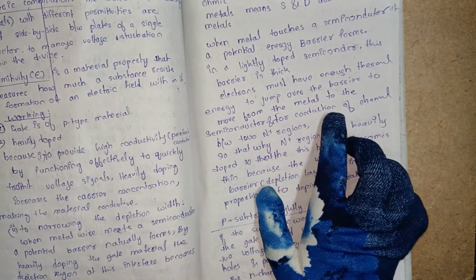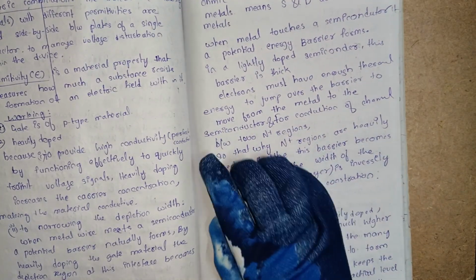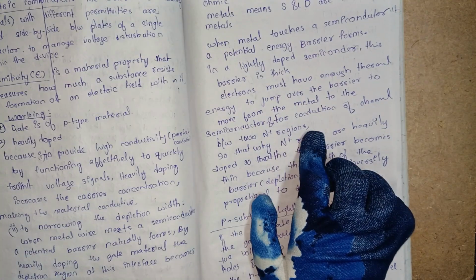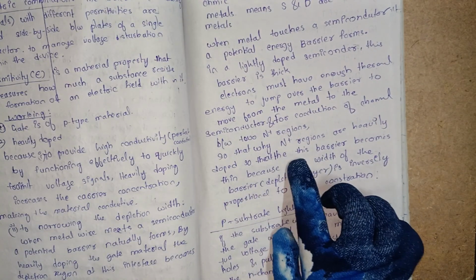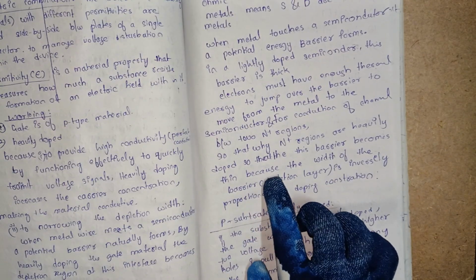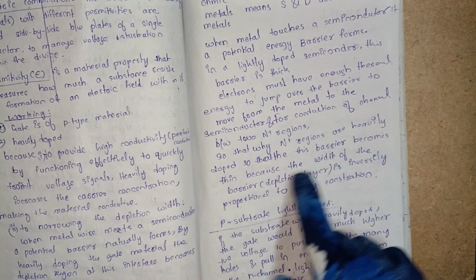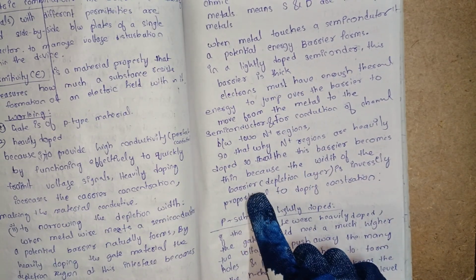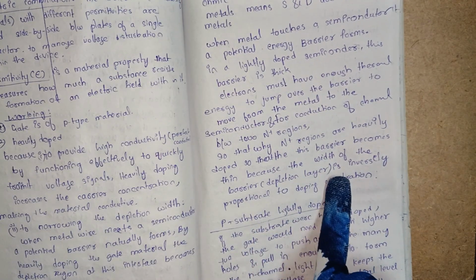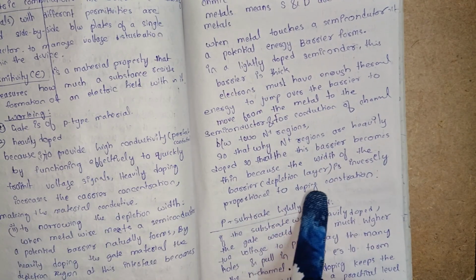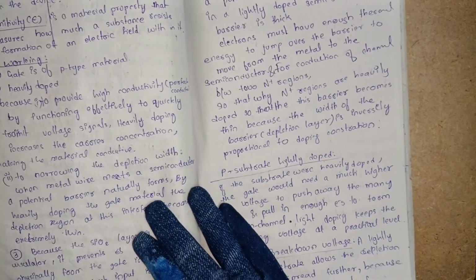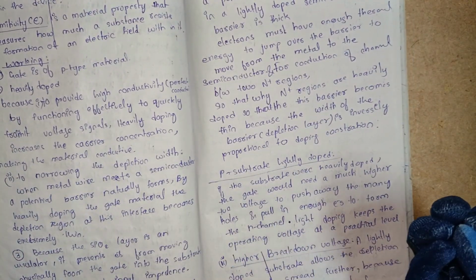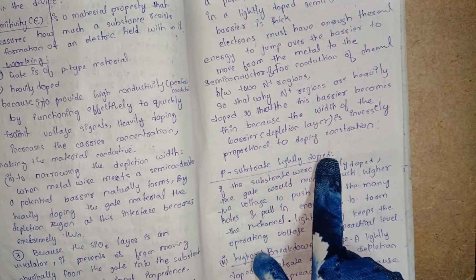And for conduction of the channel between two n plus regions, that's why n plus regions are heavily doped, so that this barrier becomes thin, because the width of the barrier or depletion layer is inversely proportional to the doping concentration. Then we will see why the p substrate is lightly doped.